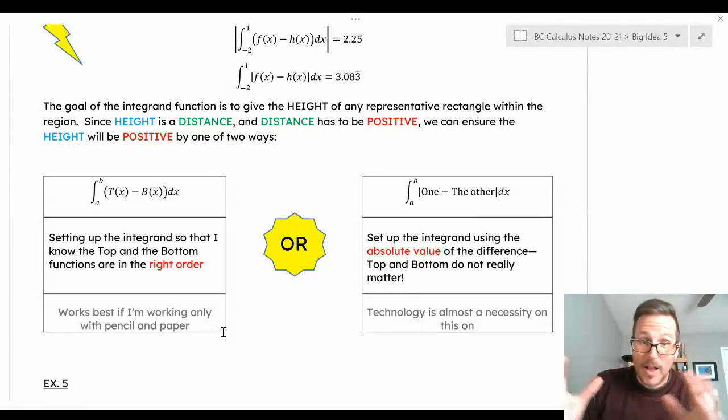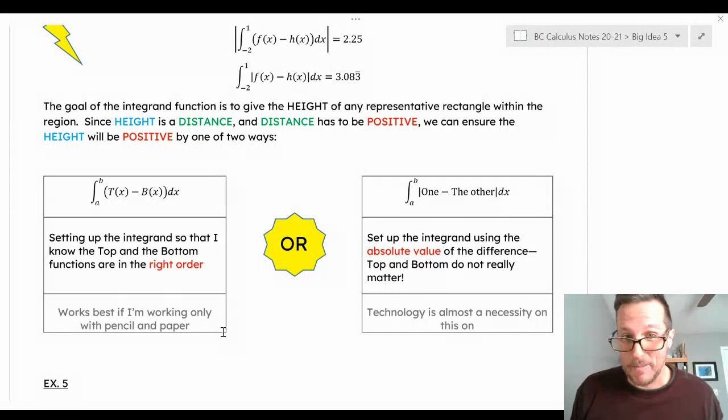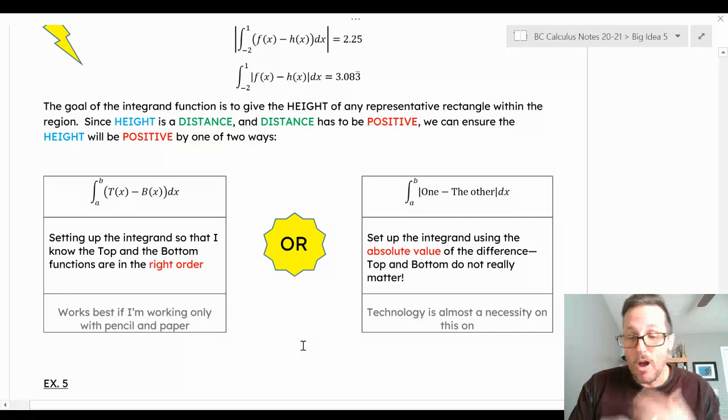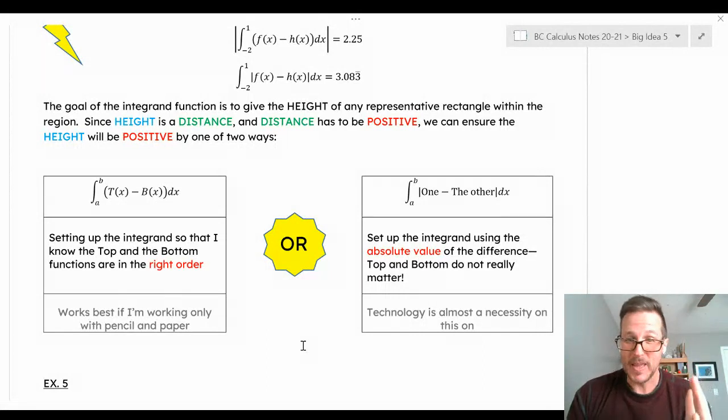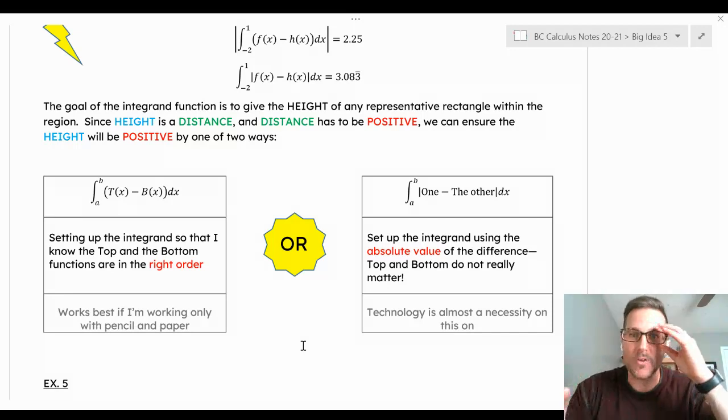Or I disregard top and bottom. There might be flippy floppy, there might not be flippy floppy. But all I need to do is take one function, subtract the other to get the difference, but then hit it with an absolute value. And that ensures that all those heights are positive.